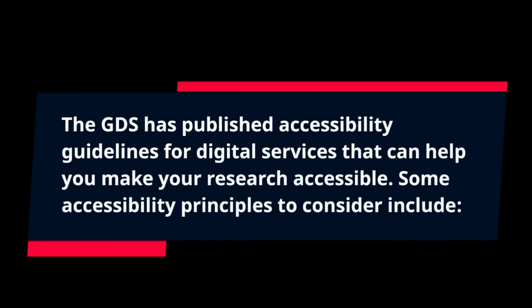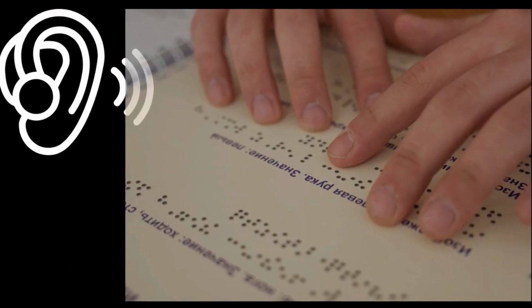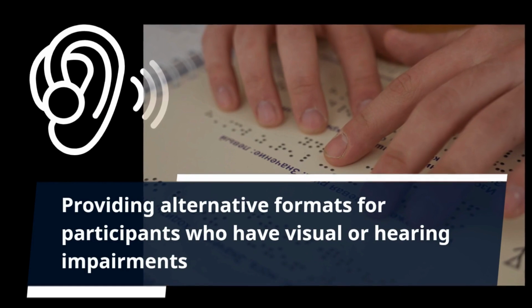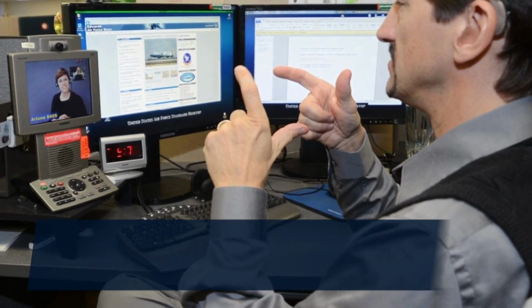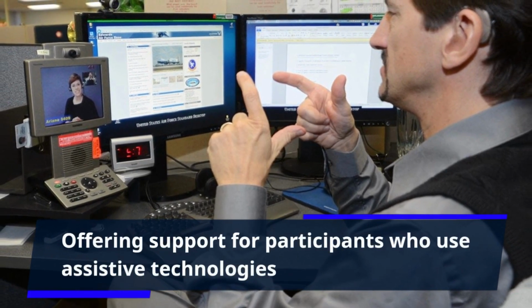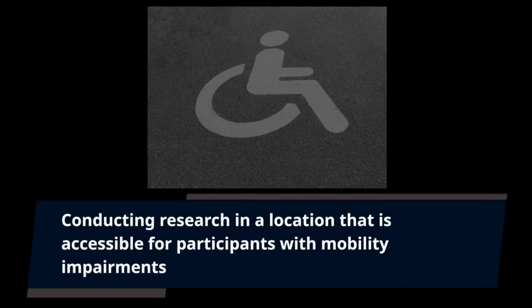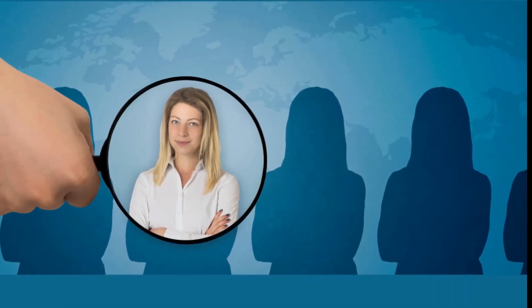Some accessibility principles to consider include: providing alternative formats for participants who have visual or hearing impairments. Offering support for participants who use assistive technologies. Conducting research in a location that is accessible for participants with mobility impairments.